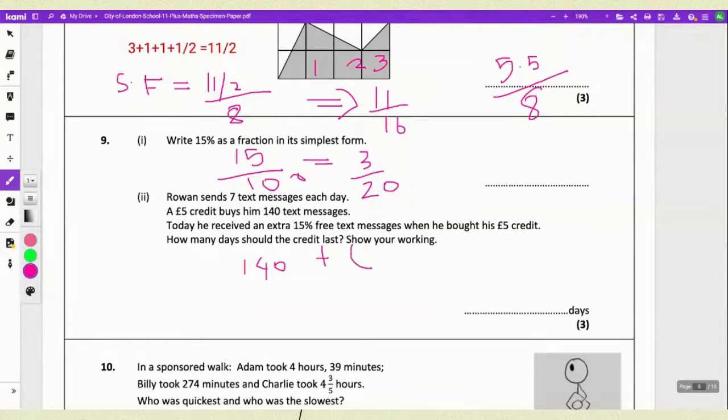140. 15% means 15 over 100, multiplied by 140. So 140 plus 21 gives you 161. They're asking how many days, and you know there are 7 days in a week. So you have to divide it by 7 and that would give your answer as 23.